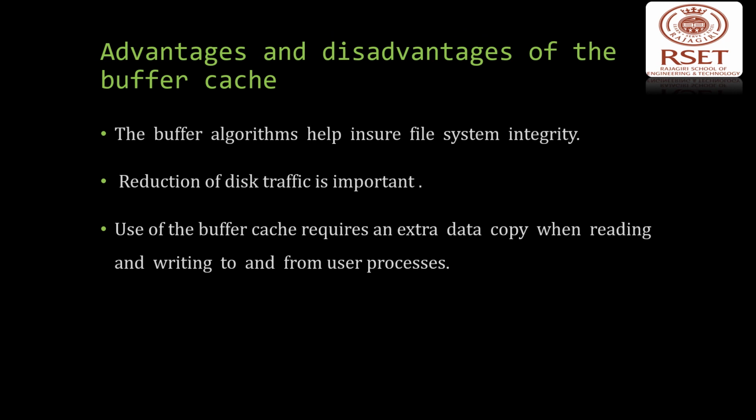The number of buffers a system can profitably configure is constrained by the amount of memory that should be kept available for executing processes. Now, the buffer algorithms help to ensure file system integrity as well. And the reduction of the disk traffic is important for good throughput and response time. And the use of the buffer cache requires an extra data copy when reading and writing to and from user processes. By this, we come to the end of this session.